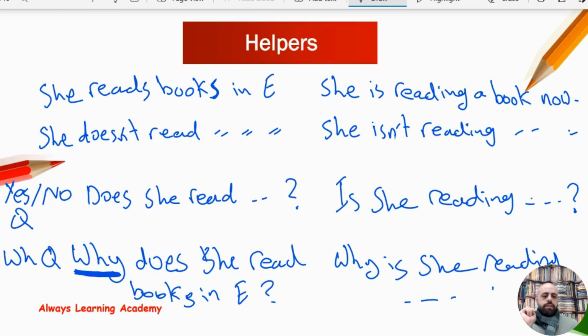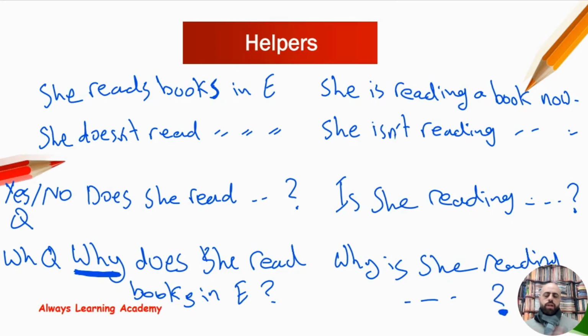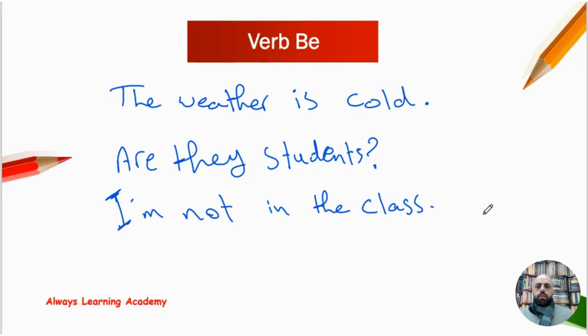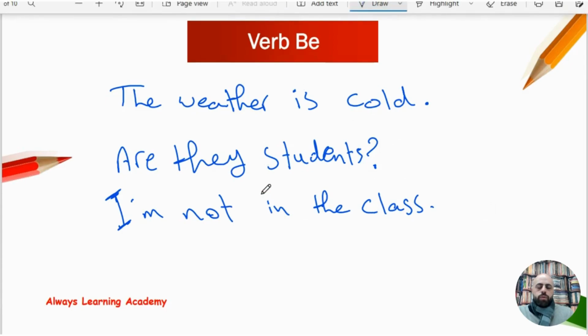a book right now? Okay, so as a recap or a summary for negatives and questions, we need a helper. The helper for the present simple is do or does. The helper for present continuous is verb be, whether it is is, or are. Now, before we start solving some exercises here, we have two important notes.